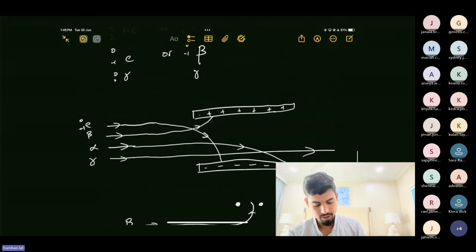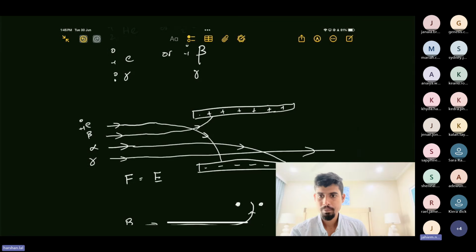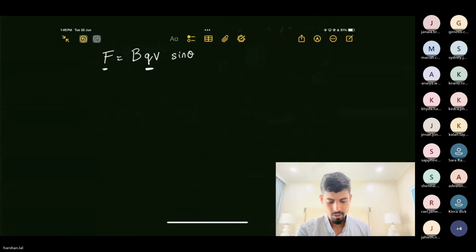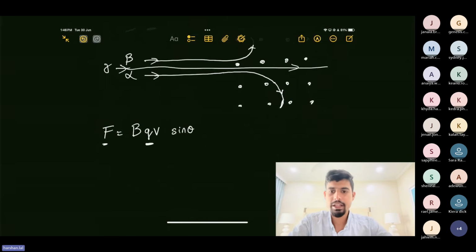Same thing for the electric field. What is the formula for the electric force? F is equal to something times E. QE. Q times E, right? So for the electric field, for the gamma particle, Q is equal to 0. Therefore, F would be equal to 0, so it would just go straight through. Right? Right. Any questions? Okay, if not, let us move on.